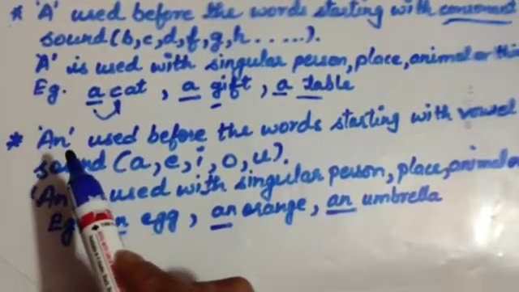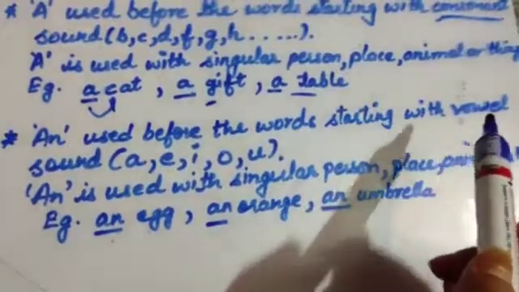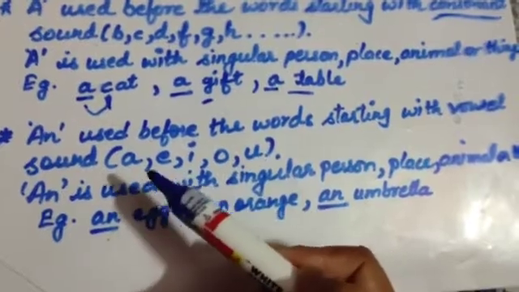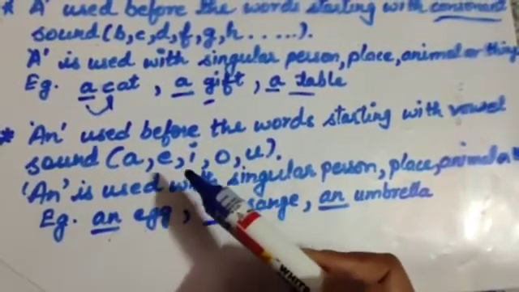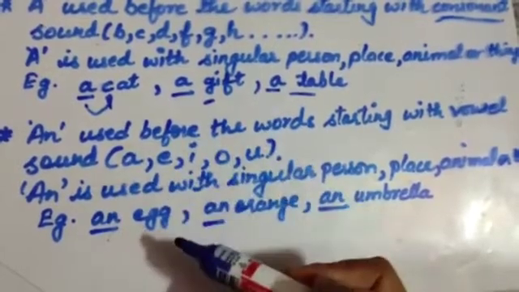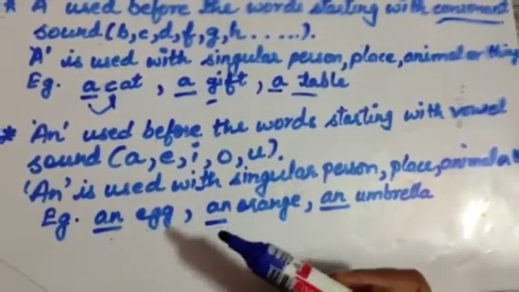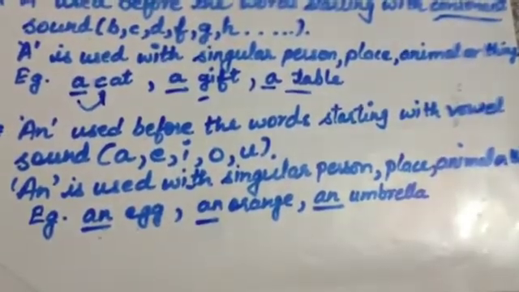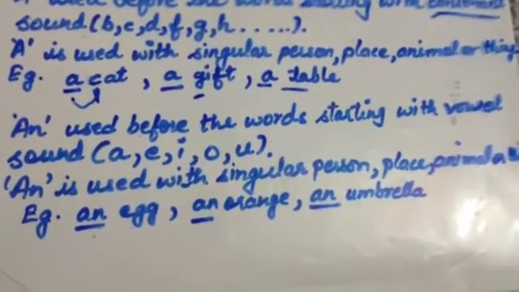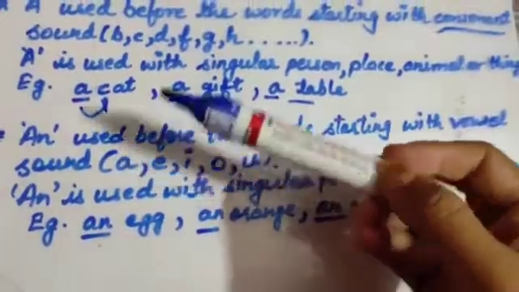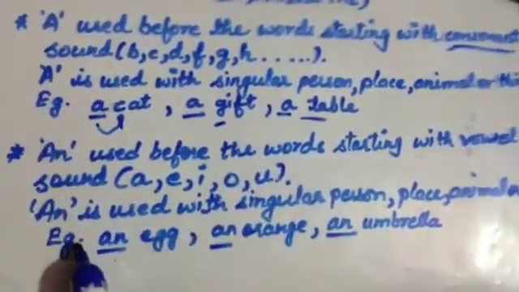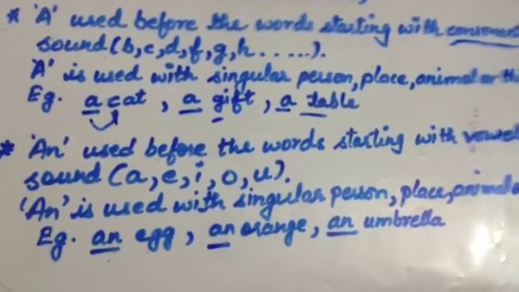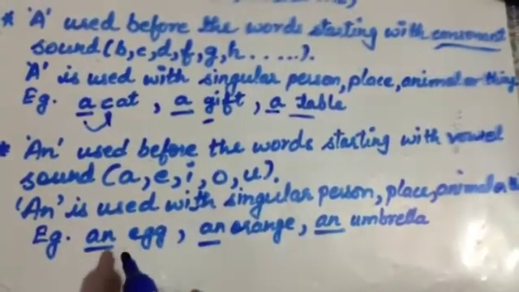Now the next article is an. An is used before words starting with vowels. I told you the vowels are A, E, I, O, U. So whenever these letters are there, before that word we will use article an. An is also used with a singular person, place, animal or thing, meaning only one person, one place, one animal or one thing. So for both a and an, they are used only when there is one person, one place, one animal or one thing. Let's take an example.